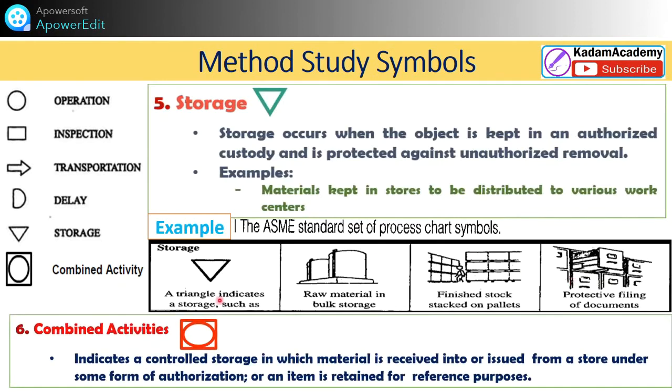Lastly, the combined activity will indicate controlled storage in which material is received into or issued from a store under some form of authorization, or an item is written for reference purposes. So that is combined activities. These first five are very major. It is required.